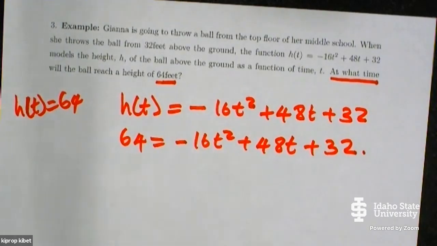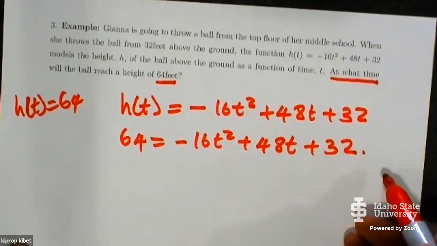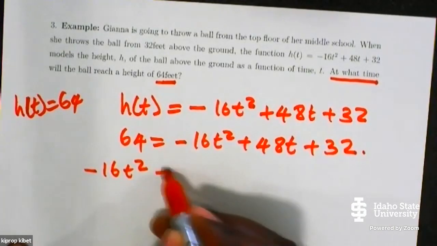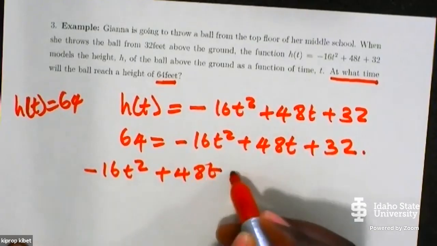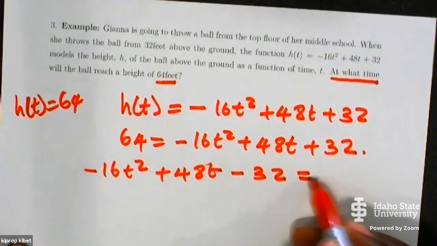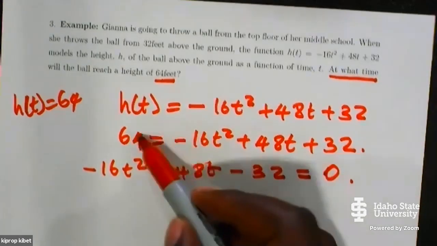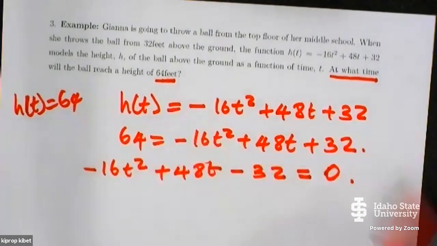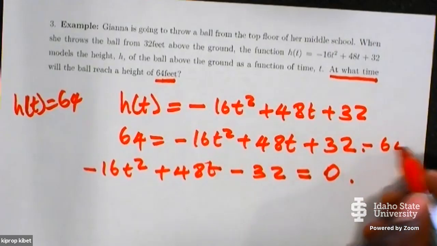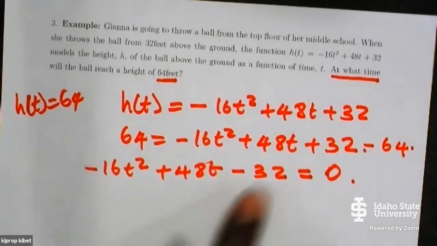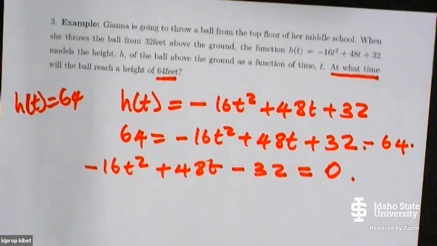Now, you can take 64 to the other side. So what will remain? So -16t² + 48t - what? Minus 32 equals 0. Because you take the 64 over here, so this is plus 64. When you take it over there, it will be minus 64 there. So 32 minus 64 is what? It's minus 32 equals to 0.